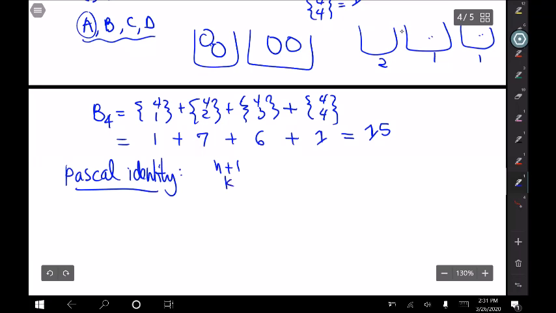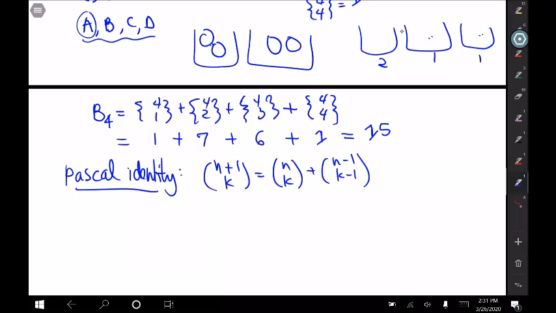n plus 1 choose k is equal to n choose k, meaning Joe is out, or n choose k minus 1, Joe is in. Joe is out, Joe is in, that's it. Wait, that doesn't look right. Sorry, Joe is in. Yeah, there we go. All right, Joe out, Joe in.